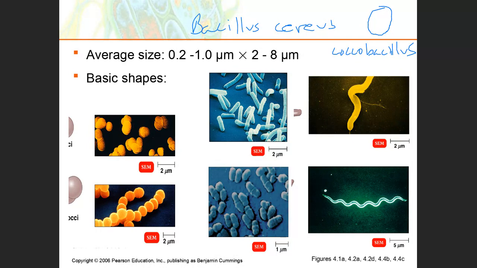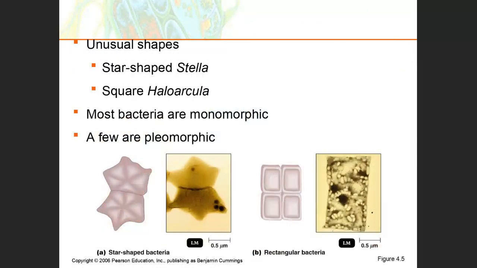And the other common shape is a spiral shape. Now there are some other shapes besides these three most common shapes. There are some prokaryotes that are star-shaped, like Stella. Looks like a star.